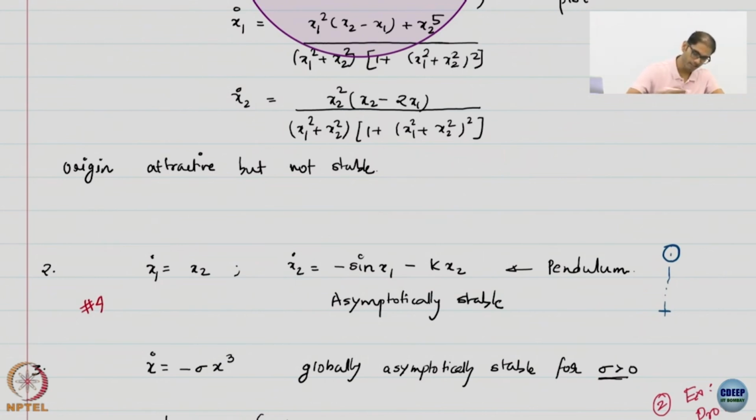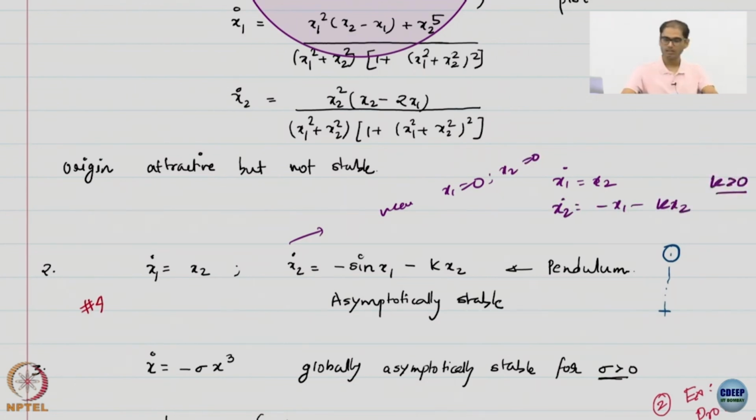So, that is near x1 equal to 0. If I linearize, I will get x1 dot is x2 near x1 equal to 0 and x2 equal to 0, and x2 dot is minus x1 minus k x2, and of course k is positive. So, this is a stable system.